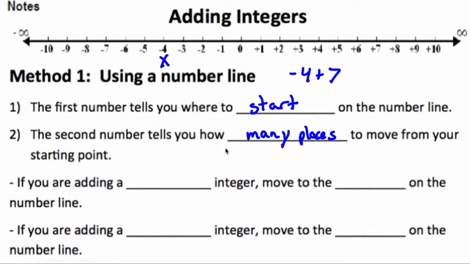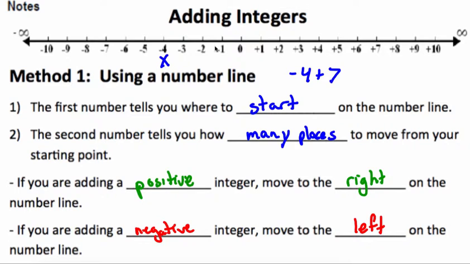The key is going to be whether your number is a positive or negative. If you're adding a positive integer, you're going to move to the right on your number line because you're moving towards the positive numbers. If you're adding a negative integer, you're going to move to the left. You're headed in the negative direction.